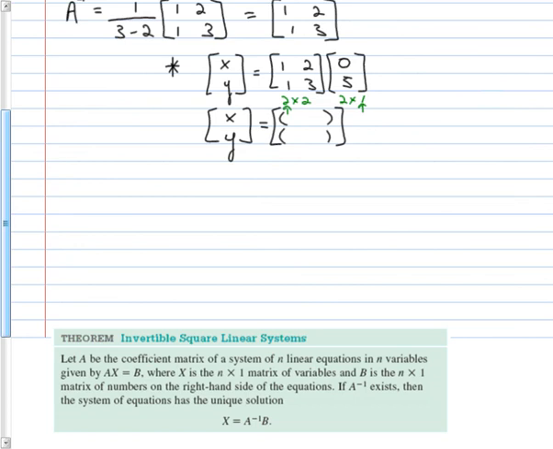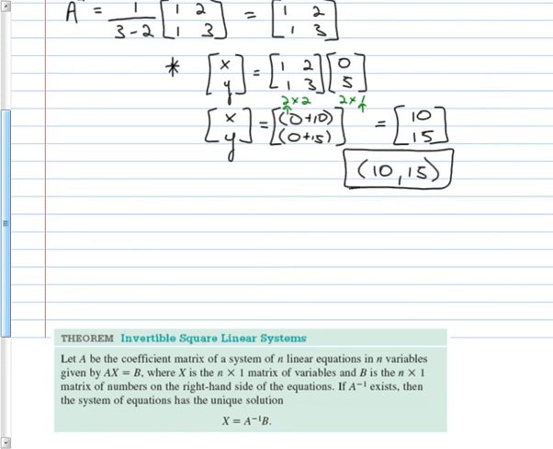So first number, 1 times 0 is 0, 2 times 5 is 10. Then the second row, 1 times 0 is 0, 3 times 5 is 15. Well, in other words, we get 10, 15, right? That's the x and y. In other words, x is 10, y is 15.